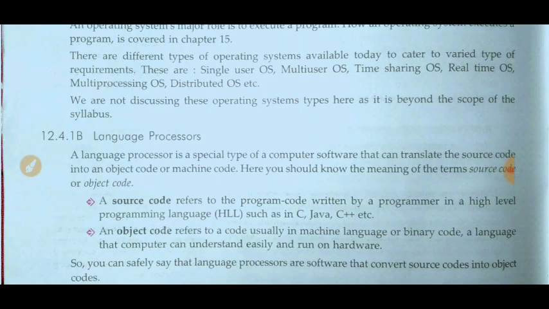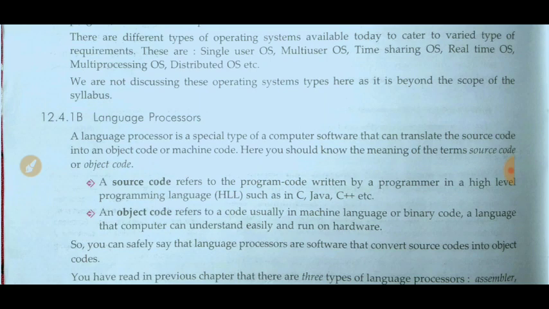Next topic is language processor. A language processor is a special type of computer software that can translate human language to computer understandable language. You know very well that a computer cannot understand human-like language. Means the computer cannot understand English, Hindi and other languages. It understands only machine language, in terms of binary like 0 or 1. So we require one translator. So here the language processor is software that translates human language to a computer or machine understandable form. Is it clear?